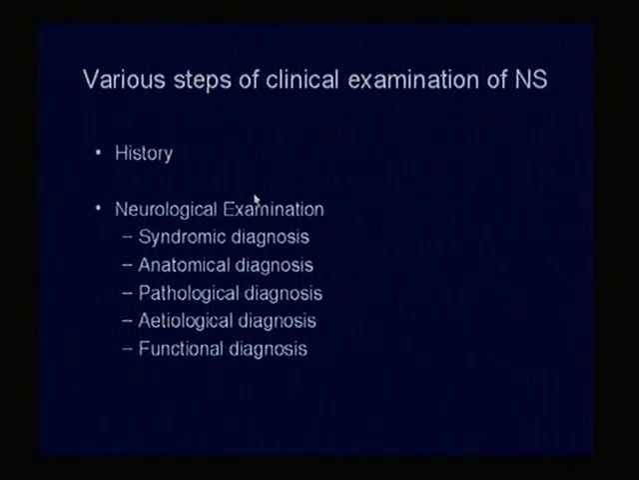And the various steps which are required for clinical examination of the central nervous system are the history. It is of paramount importance to know the history of a patient, and then the neurological examination, that is the syndromic diagnosis. Then next is the anatomical diagnosis, pathological diagnosis, then one should try to make an etiological diagnosis and the functional diagnosis. So you understand that to have a good evaluation of a case of CNS, one must know the details of the history.